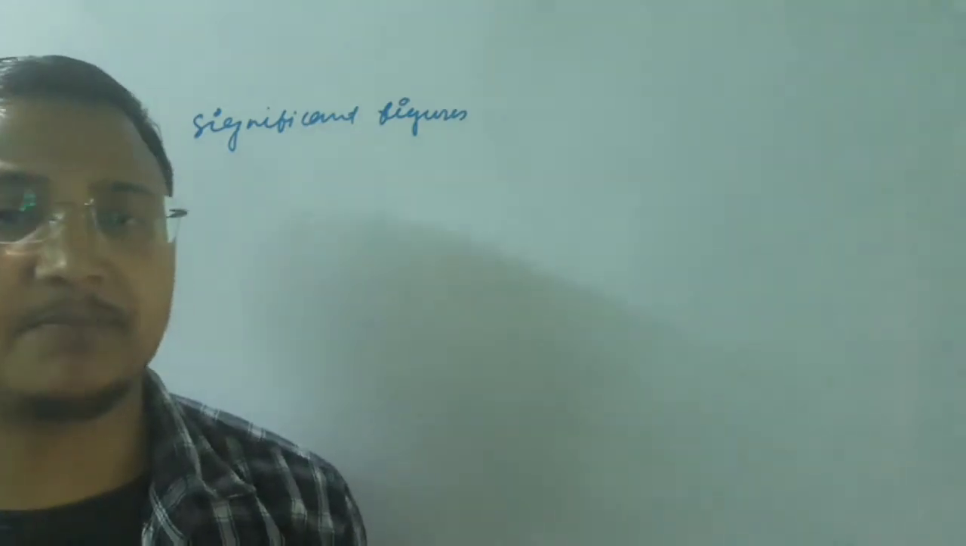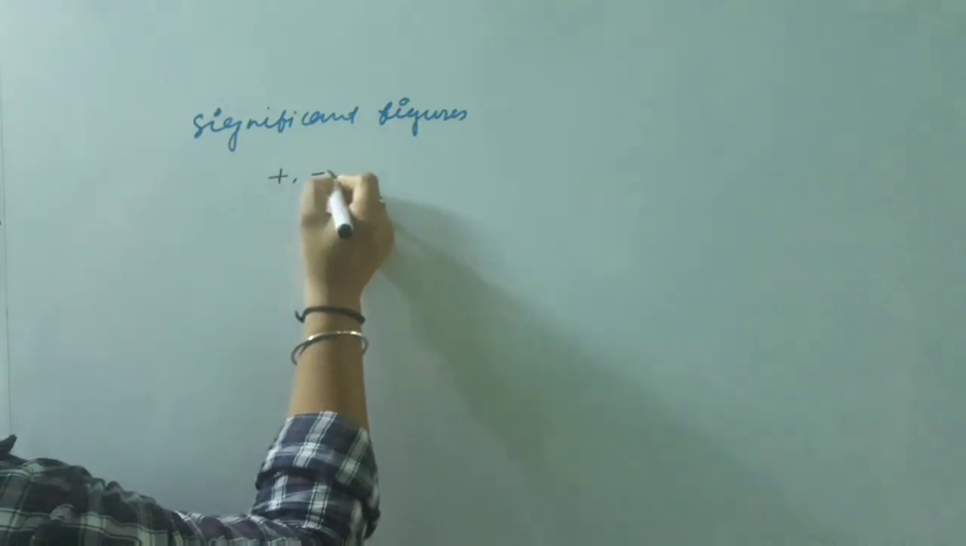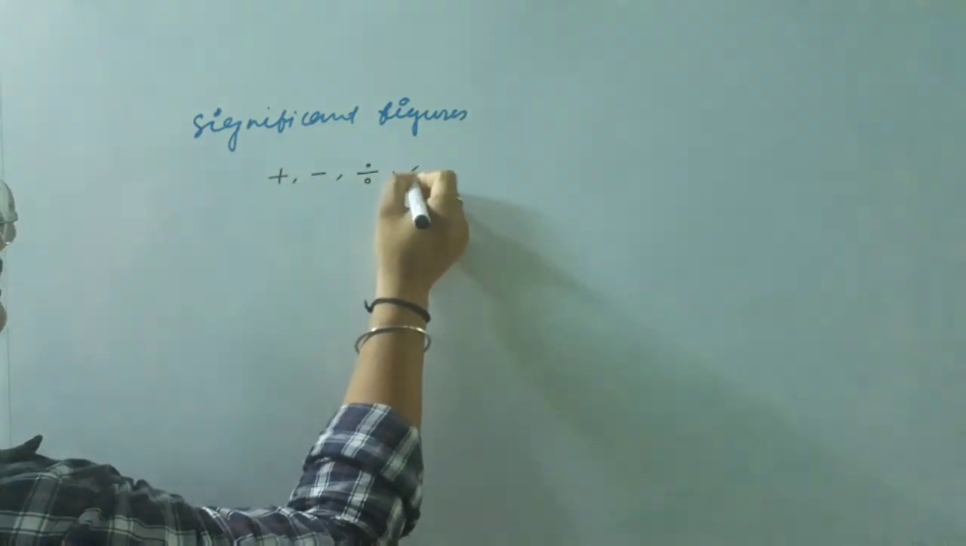Okay, what are the properties? Regarding properties, we are talking about the addition of numbers in significant figures, their subtraction, their division, and their multiplication. We are supposed to discuss all these four properties here. Before going to this, let's go through one discussion here.